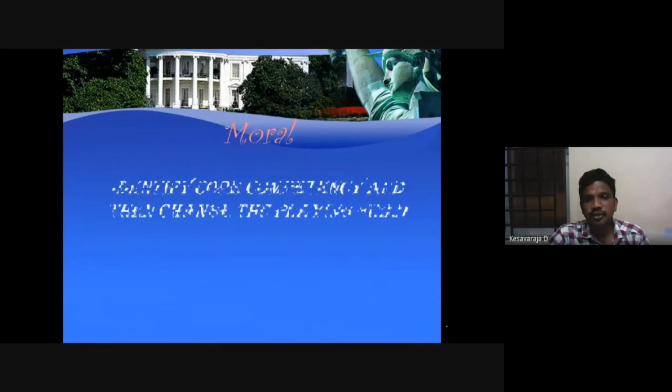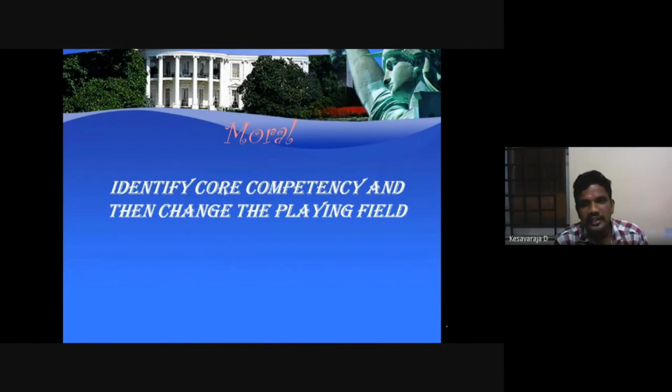The moral behind the story was choose your core competent area. Choose your battlefield. After that, you can play on that field and you will succeed. If you are interested in augmented reality, you can choose augmented reality as your core and play on that domain. If you are interested in virtual reality, choose virtual reality as your domain and play on that field. Surely you will succeed. The tortoise chose its core competent area, that is water, then played on that field and succeeded. So choose your core competence and you will succeed.